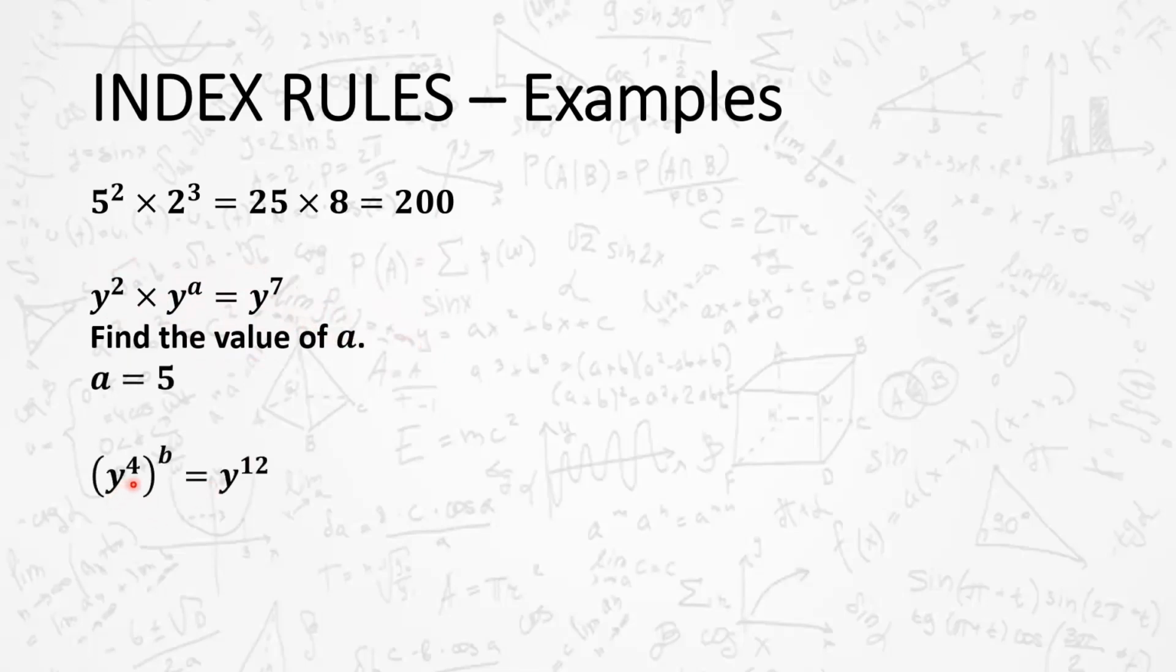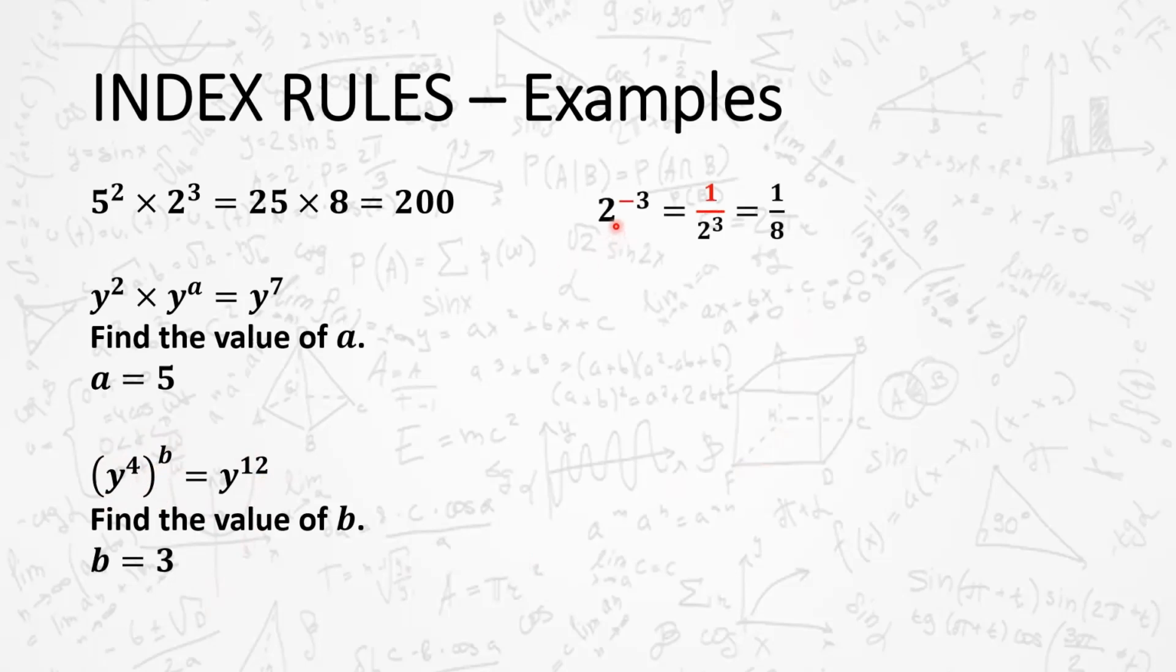Similarly, y to the power 4, to the power b, equals y to the power 12. You are asked to find the value of b. Again, index rule, 4 times b will give you 12. Therefore, b equals 3.